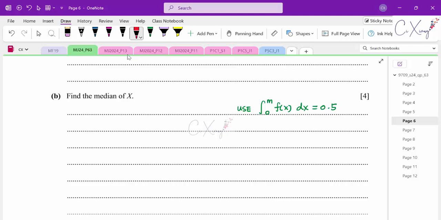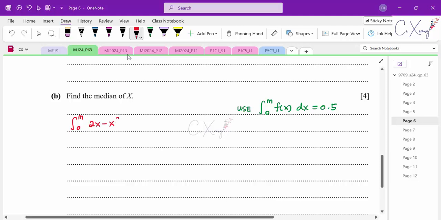Let's start with our question. To get the median in this question, I want to integrate from 0 until m. My function is 2x minus x power 3, and I let it equal 0.5. Let us integrate it. 2x integrate, power 2 divided by new power, so I simplify 2 and the new power, I get x squared. Then for this one, I integrate, I get x power 4 divided by 4. Then substitute it with limit m and also 0, and it equals 0.5.